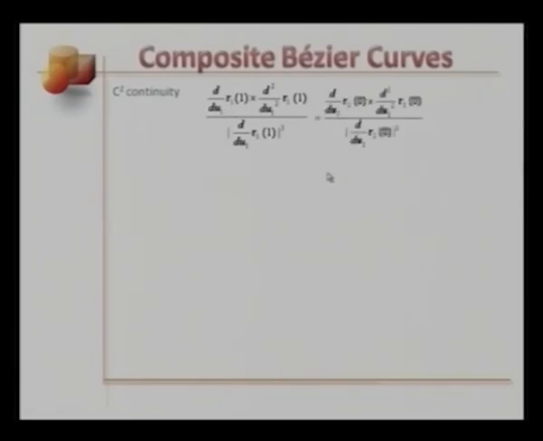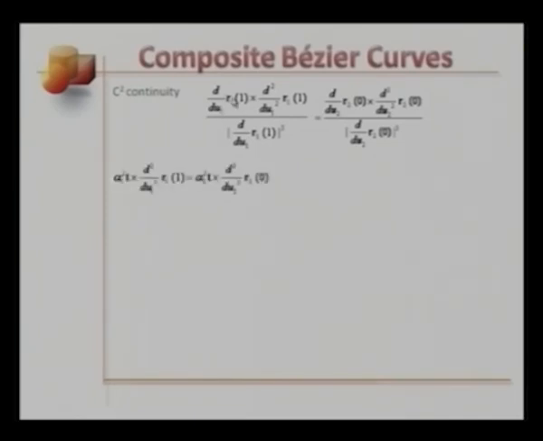Likewise, the expression for curvature for the second Bezier segment evaluated at U2 equals 0 can be similarly computed. And for C2 continuity, these two expressions have to be equal. In a sense, curvature at the junction point should be unique.